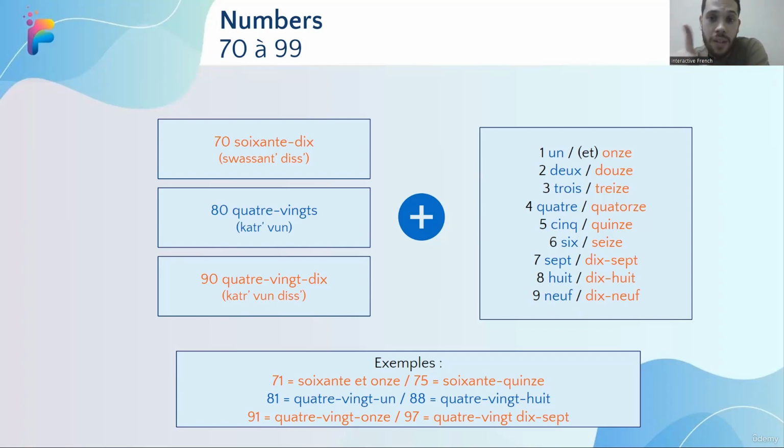Now, if you want to say 71, you're going to say 71. Remember with 21, 31, 41, we said 21, 31, 41. So similar thing here. We add the et, right? 71, so 60, 11, 71. And then it goes back to normal. 72, 73, 74, 75, 76, 77, 78, 79.